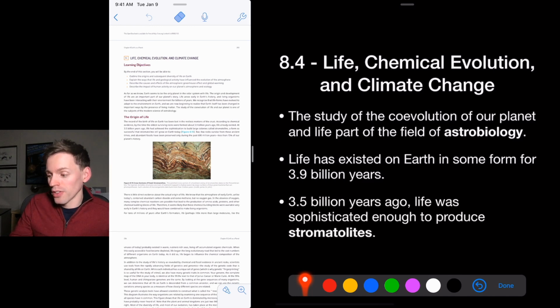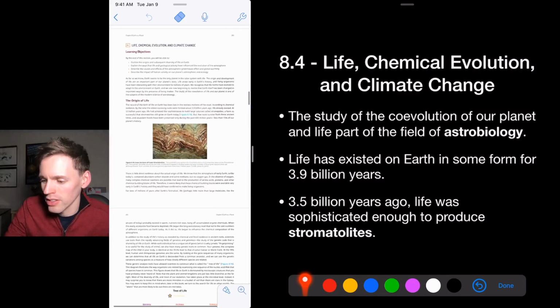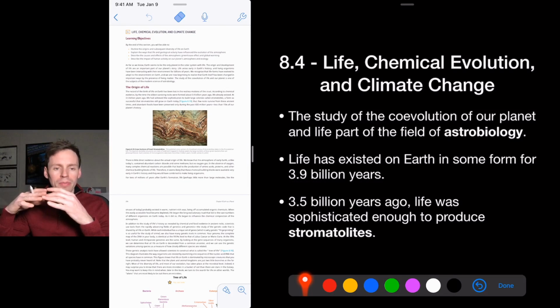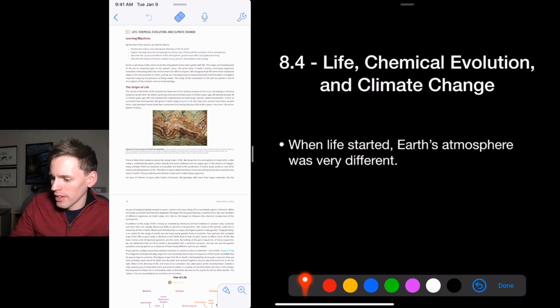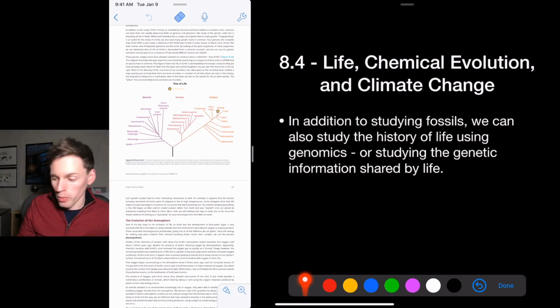Life has existed on Earth in some form for almost the last 4 billion years, and about 3.5 billion years ago, life was sophisticated enough to produce what are called stromatolites, which are really intricate rock formations. There's a cross-section of the stromatolites showing the layers. Basically, they poop out a layer and climb on top of the poop, and they keep climbing and making these layers. When life started, Earth's atmosphere was very different. It was entirely carbon dioxide and methane, but it didn't have any oxygen in the form of gas.